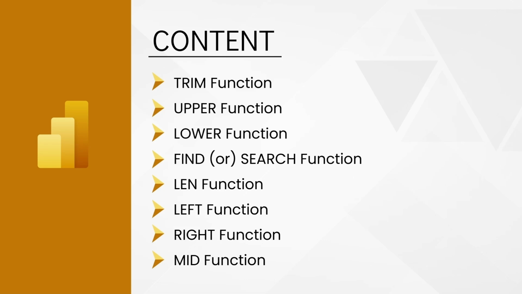Today, we are going to expand our toolkit with more powerful functions: trim, upper, lower, find or search function again to extract a specific character, length, left, right, and mid functions. These functions will help us further clean, structure, and transform our textual data, which is a crucial step in preparing data for meaningful analysis. So let's start with a brief introduction to these text functions.